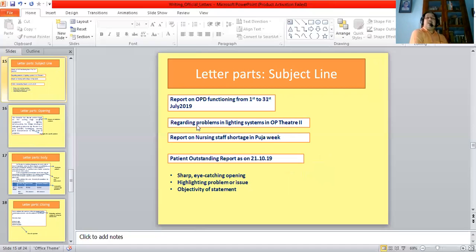Okay, so there's a sharp, eye-catching opening. It highlights the problem or issue. Like, for example, the second one, the problems in the lighting system in the Operation Theatre, that's a problem.